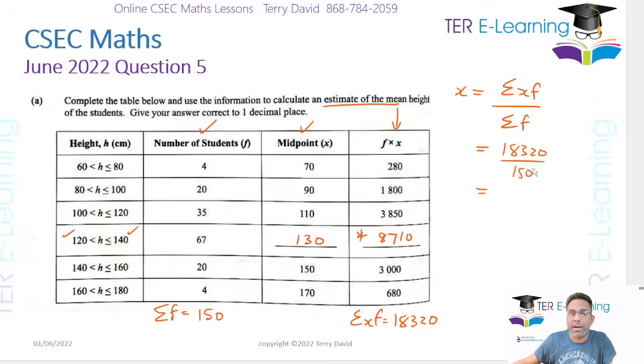And you're going to get around, so they said they want the answer to 1 decimal place, so it's going to be 122.1, and this is height we're talking about, so it's going to be cm. That's what that's going to be. Right? So those of you who came last night, you should have gotten this question correct.